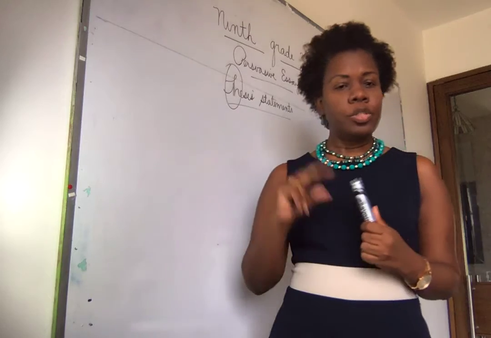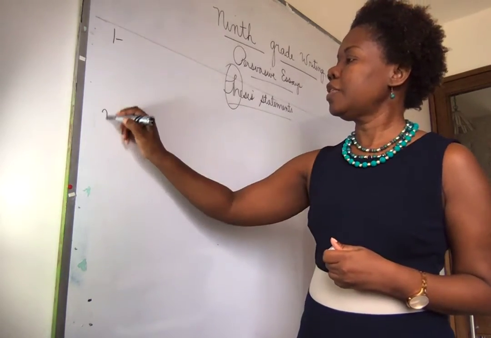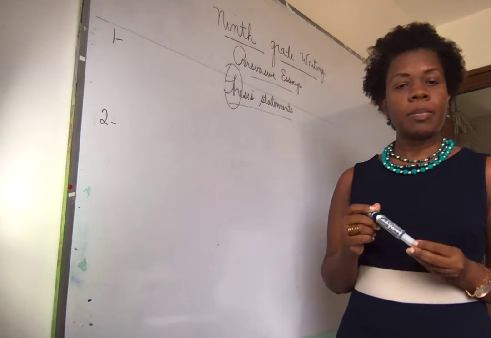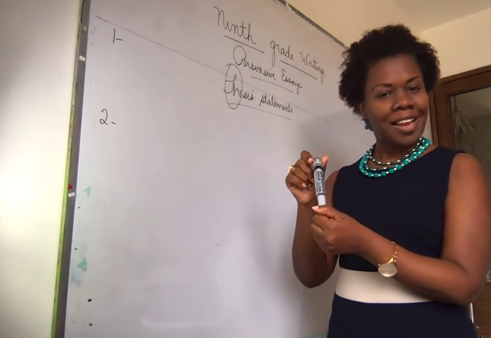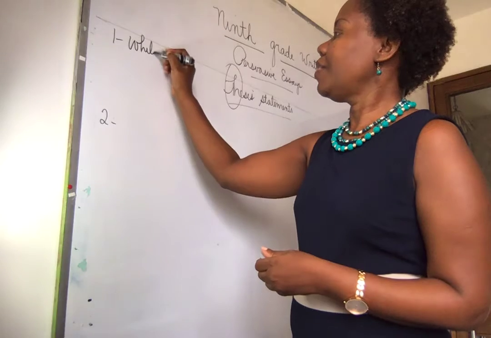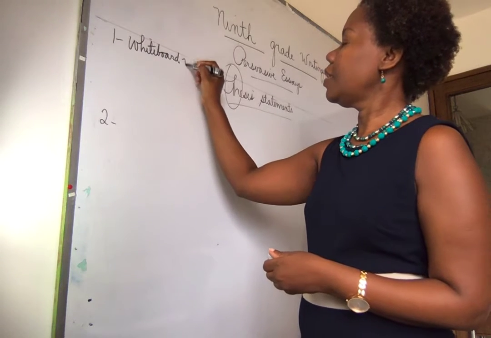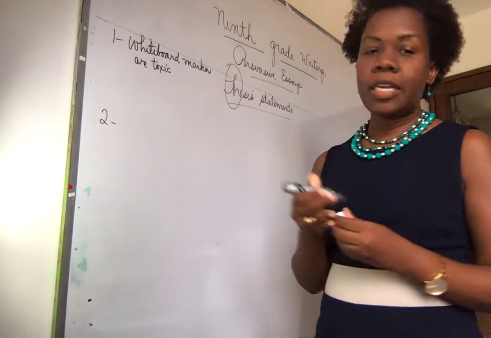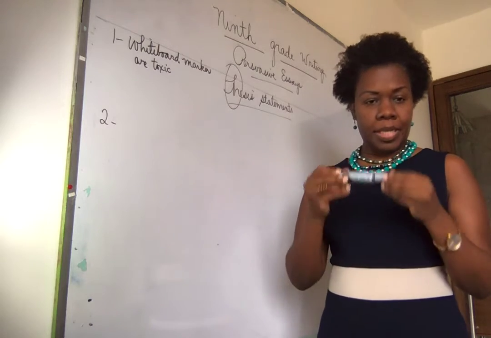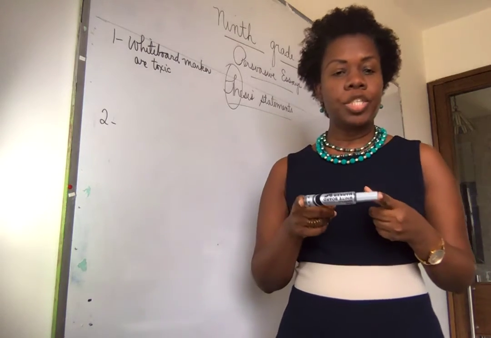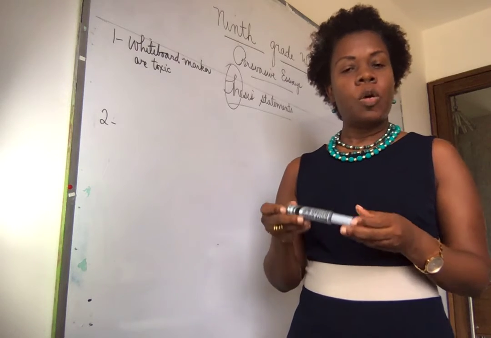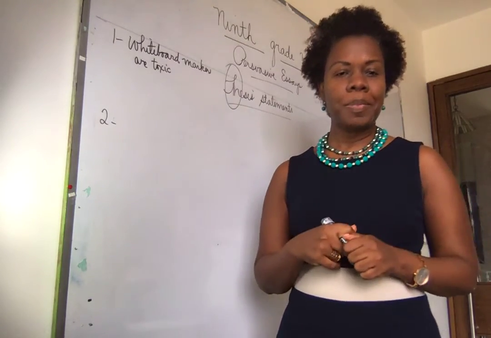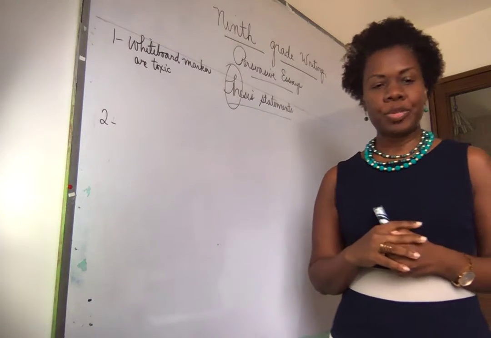So let's think about two things. We're going to use two examples, two things that we could write persuasive essays about. The first one that I can come up with is: whiteboard markers are toxic. And not only are they toxic because of the smell, but also because they become garbage in the environment. So my persuasive essay is to try to convince you that whiteboard markers are toxic and they should no longer be used.